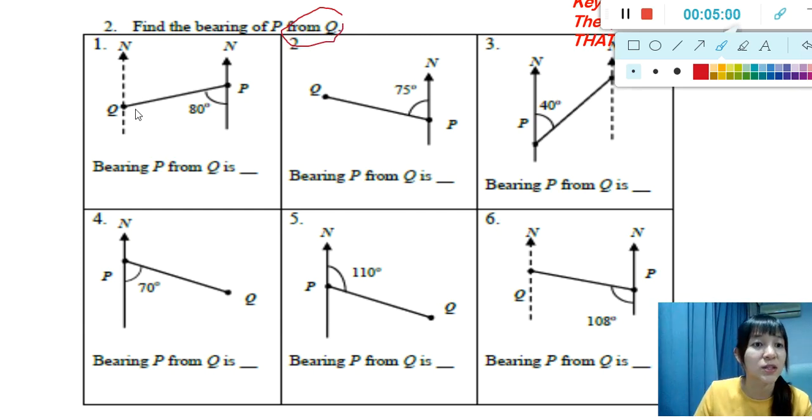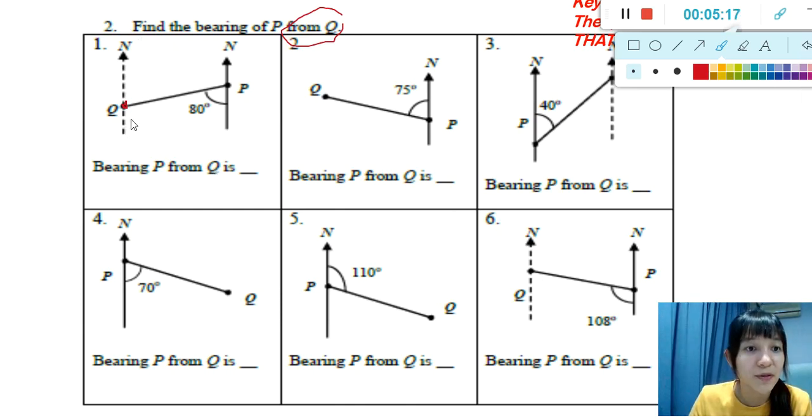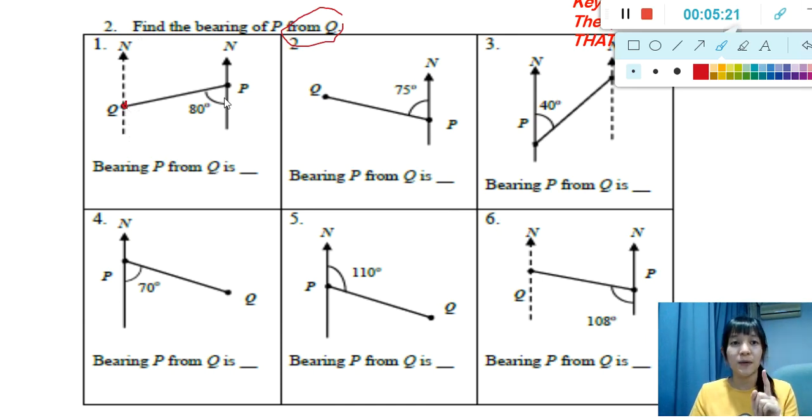Okay, look at the first question. Q is here. You're standing here. So from where you stand, from Q, you have to draw your north line. For this case, it's already drawn for you. North line is pointing up. And they ask you what is the bearing of P from Q. So you want to walk to P. P is here. You want to walk to P.